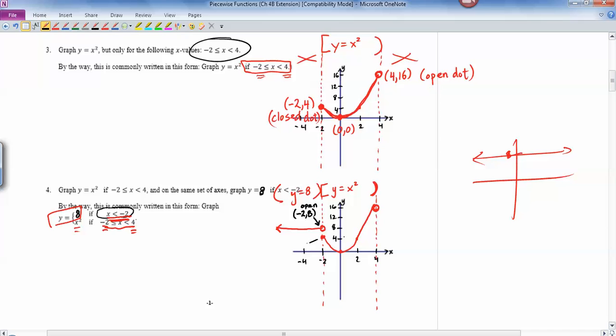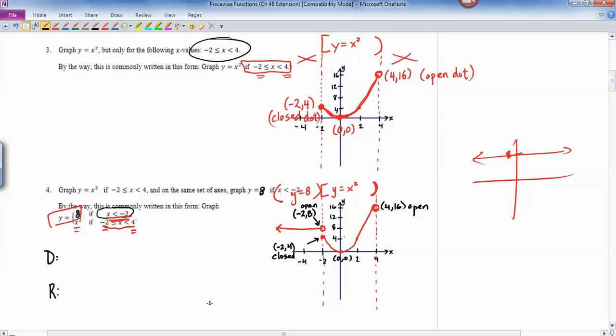This one right here is -2, 4. My important vertex is 0, 0. This one is 4, 16, and that one's open. This one down here is closed. So then let's ask these questions, even though it's not listed here. What's the domain and what's the range?